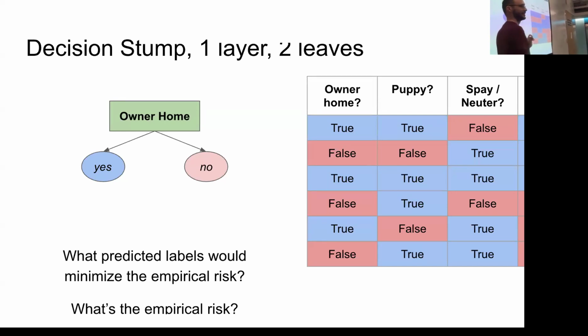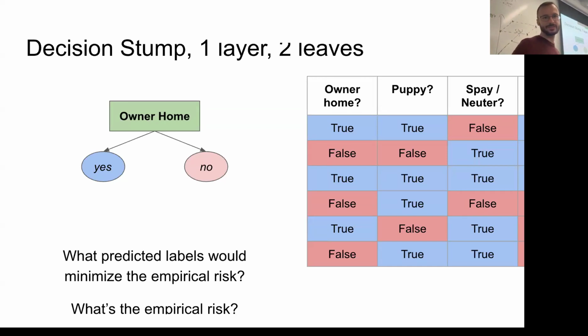So what is the total loss of this model? How many points do we misclassify with this decision stump? Yep, we will misclassify this one, and we will misclassify this one. So 2 out of 6 points will be misclassified. That is the empirical risk. That is the loss on the training set, right? So this is a decision stump. We have one layer, that's the green box, and we have two leaves, the yes or no leaves. And then we decided what the model should predict on each of these leaves, such that the loss of the model on the training set is minimized. That's what all machine learning models do, basically.